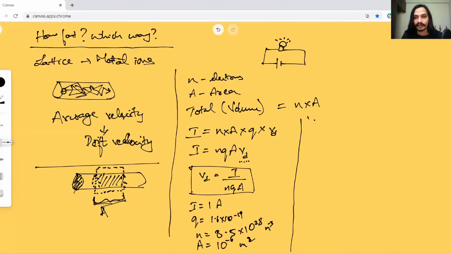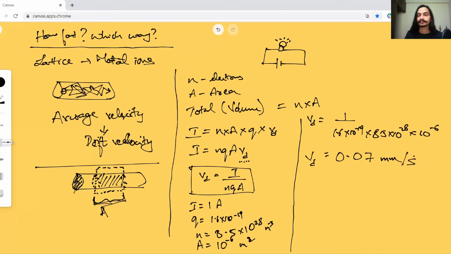So if I have to find out VD, it will be 1 divided by 1.6 into 10 to the power minus 19 into 8.5 into 10 to the power 28 into 10 to the power minus 6. All of this, if you simplify, we'll find the drift velocity of 0.07 millimeter. Okay, 0.07 millimeters. This is how much the electron is moving in every 1 second.